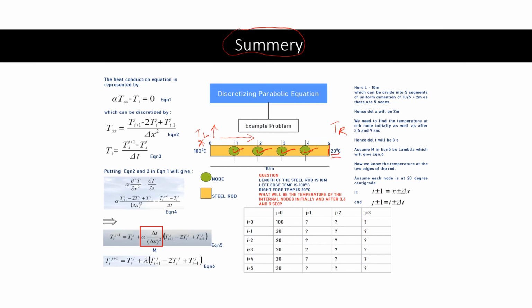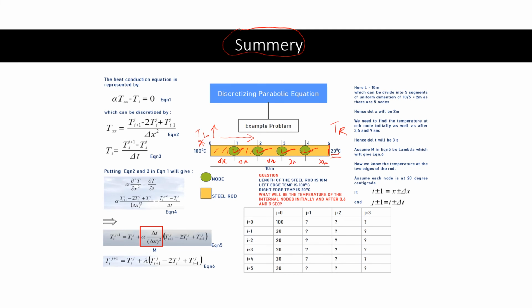These nodes are nothing but the junction points of the equidimensional segments into which we divide this steel rod. Each of these segments we have created out of this solid rod. These segments are equal in dimension. All are del x, del x, del x, del x.